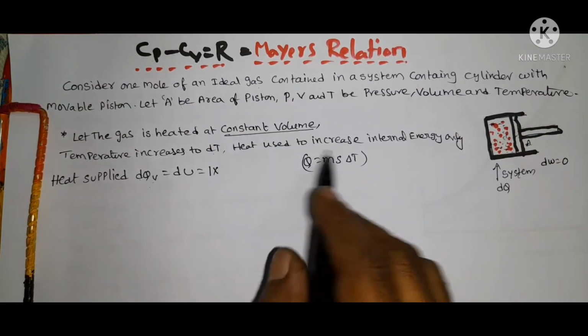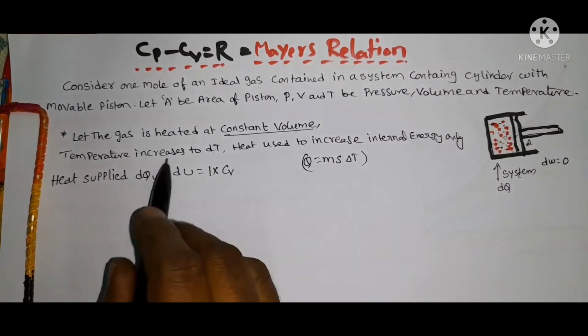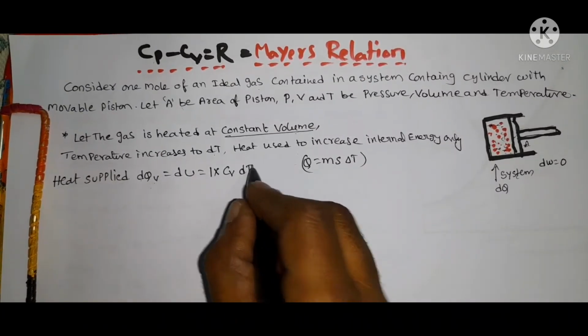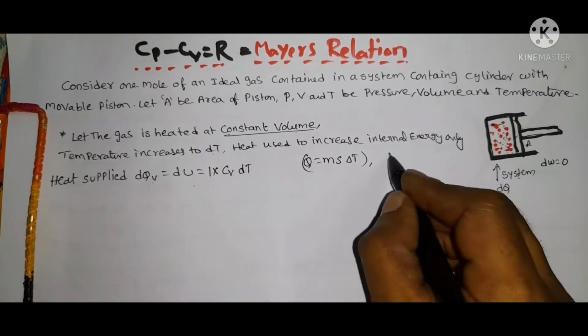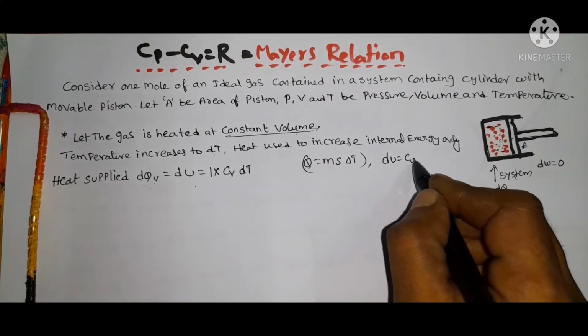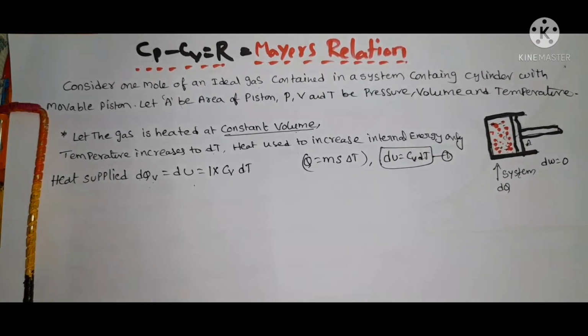S means specific heat at constant volume, that is Cv. Delta T, rise in temperature, is as you know dT. Now from this we can write simply dU is equal to Cv dT. So keep in mind, let it be equation 1.